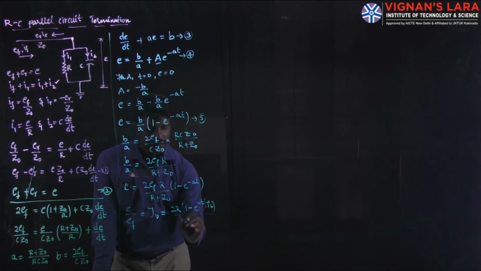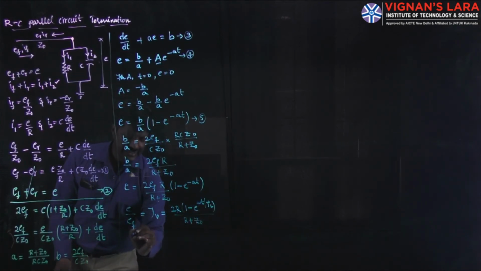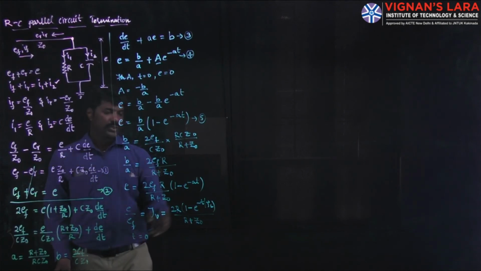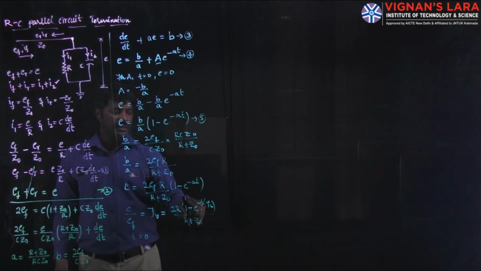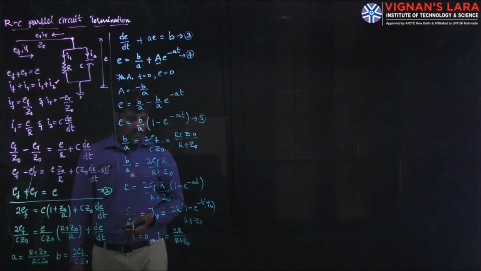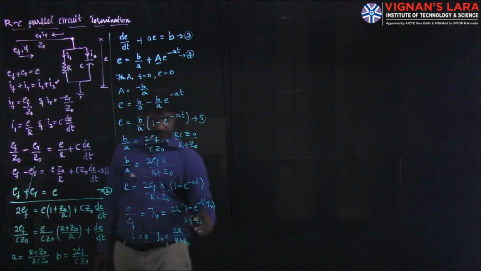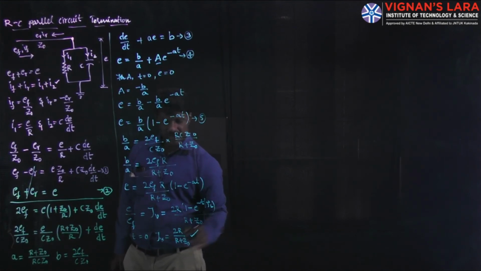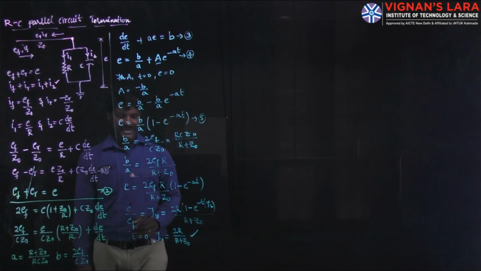by R plus Z naught. At steady state, whenever t is equal to 0, so that e power minus 0 becomes 1, e power 0 is 1, so 1 minus 0. So its value will become tau V equal to 2R by R plus Z naught. Tau V is equal to 2R by R plus Z naught. Whenever it reaches the steady state, this much amount of voltage will be refracted under steady state condition.